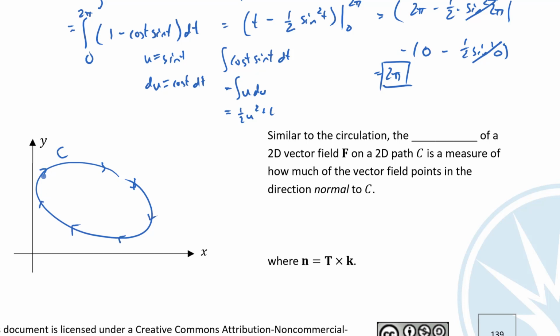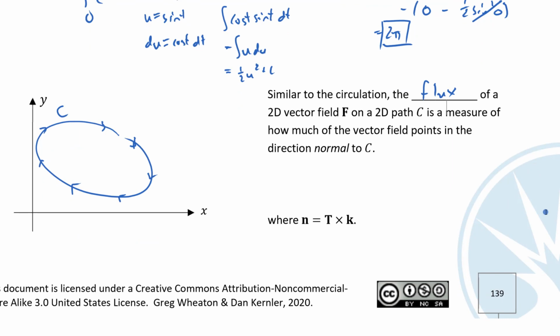Similar to the circulation, we call the flux of a 2D vector field on a 2D path a measure of how much of the vector field points in the direction normal to C. So this is only going to be in 2 dimensions, because if you have a path in 3 dimensions, think of this pen. If I have a particular point here, there are infinitely many vectors that are orthogonal to that, so it doesn't really make sense to talk about it. So this is just in 2 dimensions.